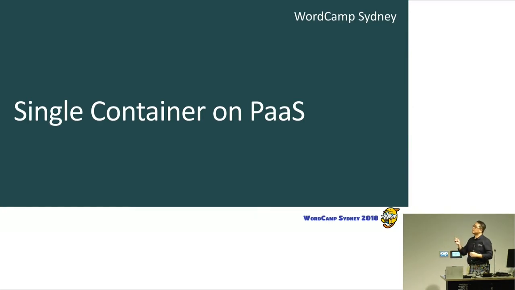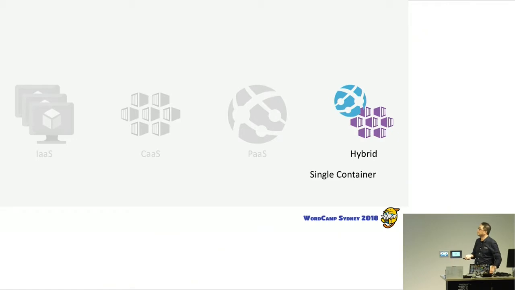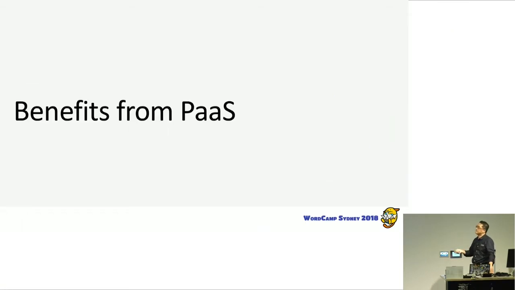So in this case, we can use a container. The way of packaging is to move from the normal artifact to container packaging. I can call it a hybrid approach, but it's basically on PaaS, right? And it's using a single container. So it takes benefits from PaaS, which means we don't have to worry about server maintenance, we don't have to worry about scaling, all sorts of things. And also, we can take benefits from CaaS, which is container packaging.